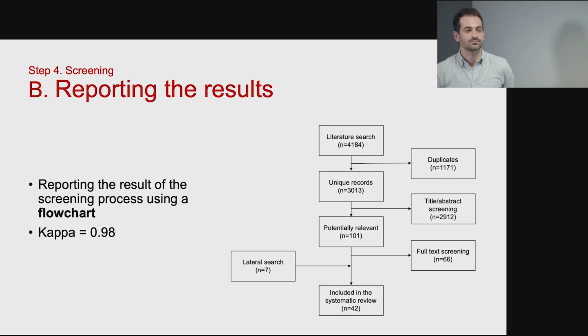Any question about screening? So everybody is thinking that this is a fun activity. I would say it's a boring activity. It must be done systematically, otherwise it loses its power.